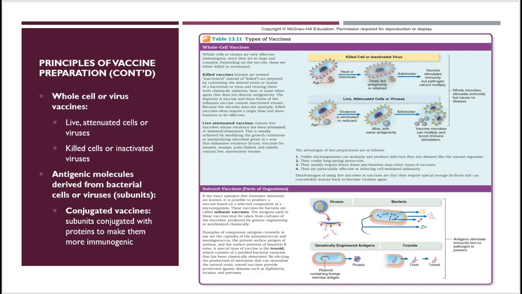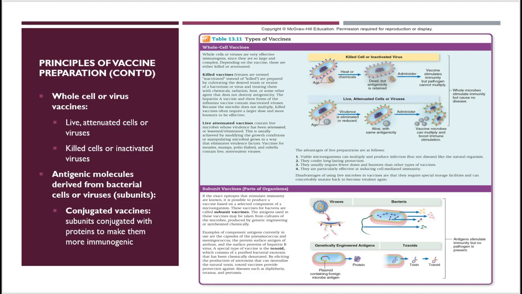And they typically last longer and require fewer boosters because we get such better response from the immune cells when the vaccine is a live vaccine instead of killed or inactivated. The other type of vaccine is called a subunit vaccine or a conjugated vaccine.